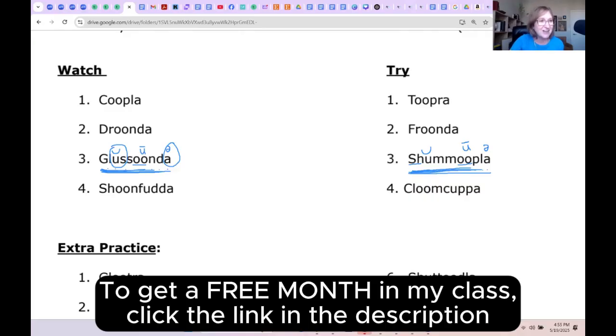Let's try another one. Let's try number 4. You're gonna get this. Then you're gonna join me in having sweet dreams tonight. All right, so this SH says shh. The most common sound for OO is oo. This U says uh because of those two consonants after it, and A at the end also says uh.